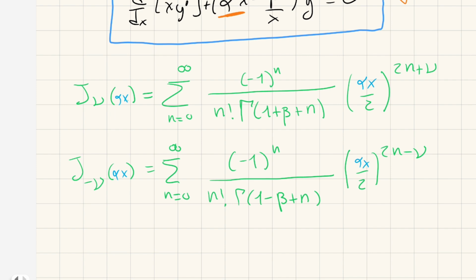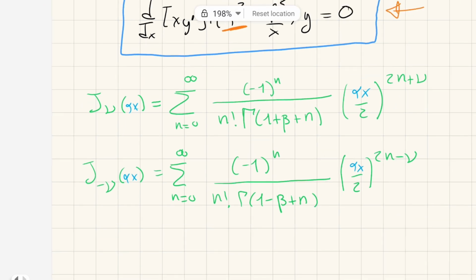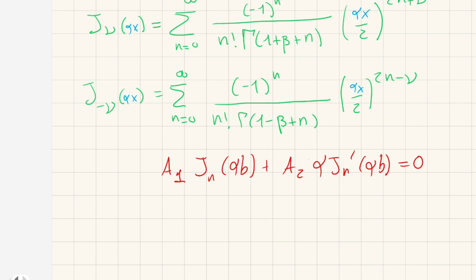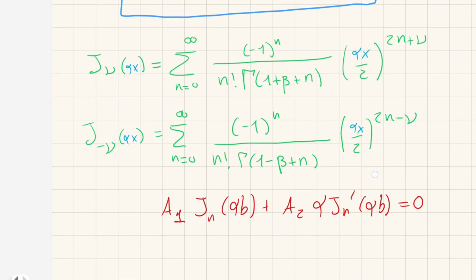Okay, so what is this telling us? Well, looking at it, we have a Sturm-Liouville problem that has the next condition. Let's say A1 Jn(alpha b) plus A2 alpha Jn'(alpha b) equals 0. And we have the solutions to this problem.